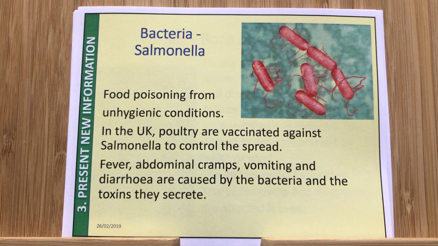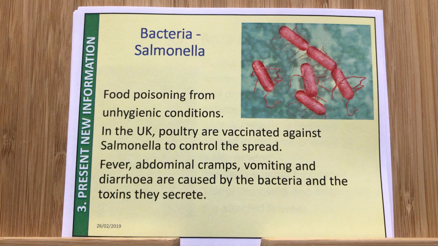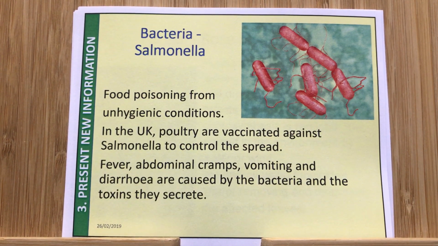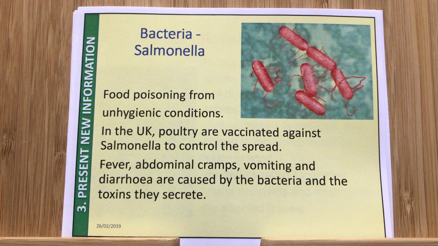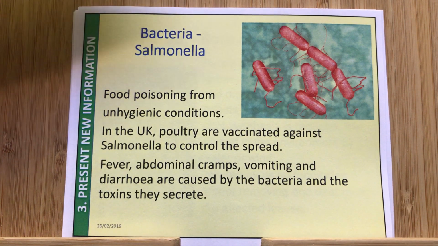In the UK, we try and protect our chickens, which we call poultry, by vaccinating them against salmonella to reduce the spread of the salmonella. So we don't tend to get food poisoning from salmonella in this country, but you might get it if you go on holiday. Symptoms include fever, abdominal cramps, vomiting, diarrhoea, and that's caused by the bacteria and the toxins that they create.